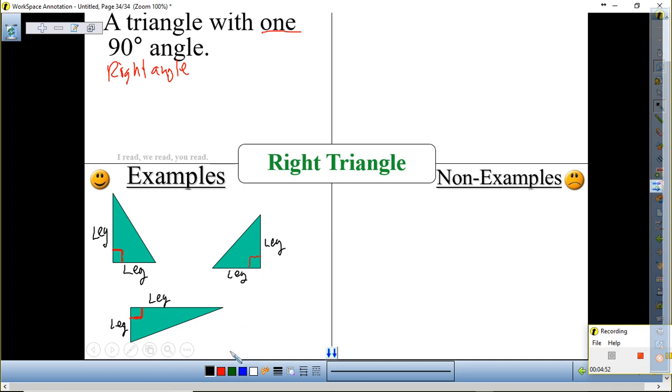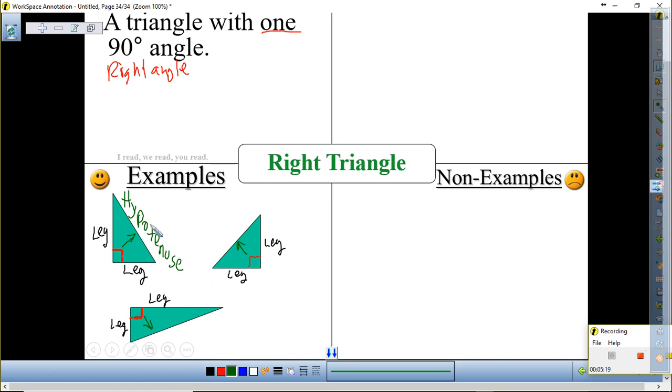Paulina says, I noticed that the other side doesn't have a name. What is it called? This long side that's opposite, look up, right across from the 90-degree angle on all right triangles. This one is called the hypotenuse. You're like, where do you come up with these weird names, Mr. Q? I'll talk about them in a little bit. Hypotenuse.